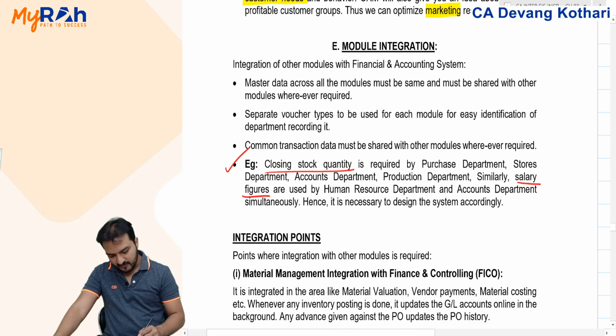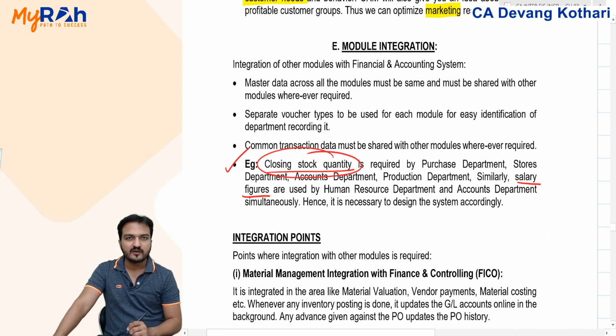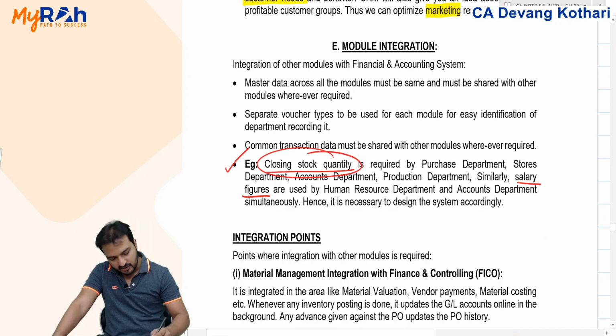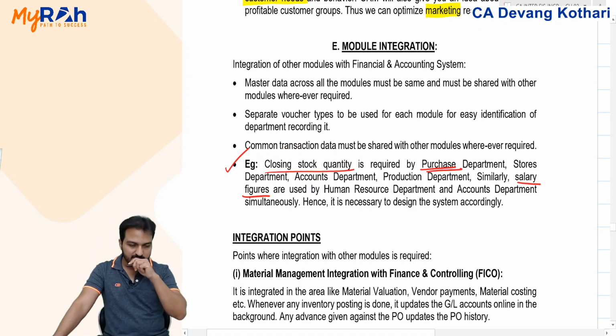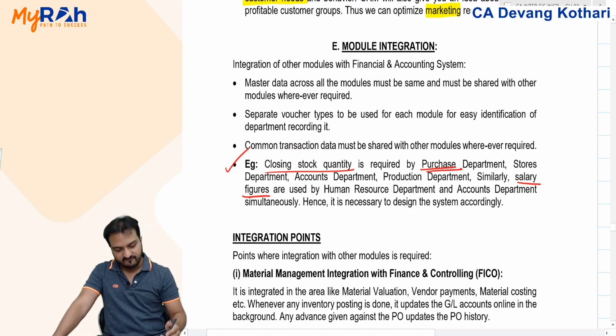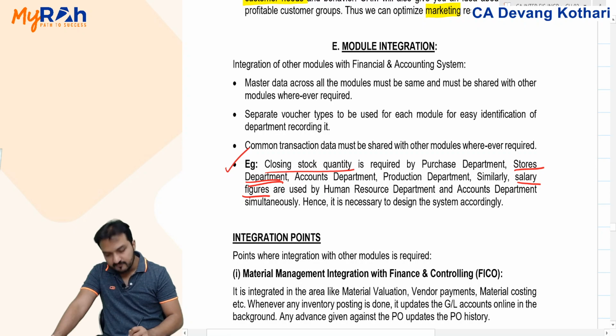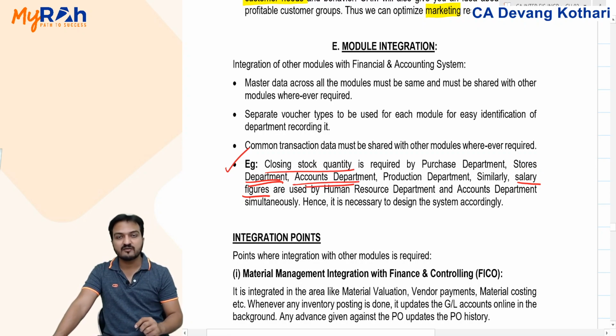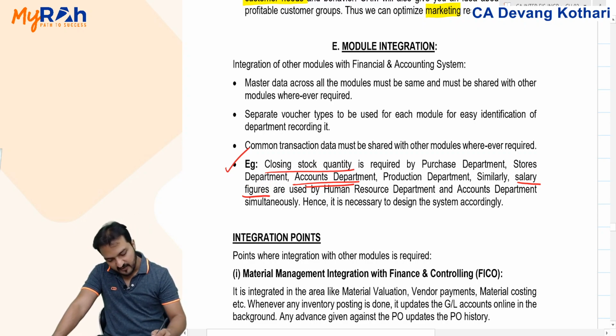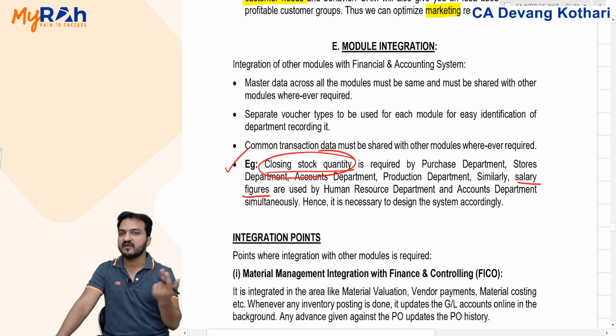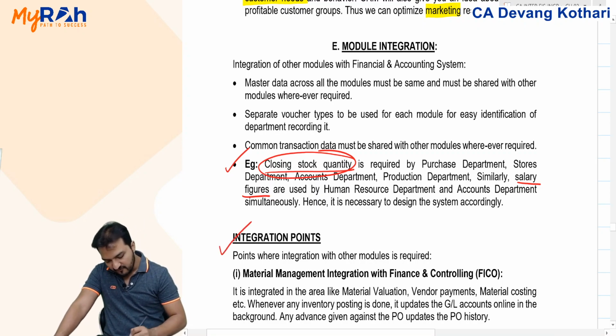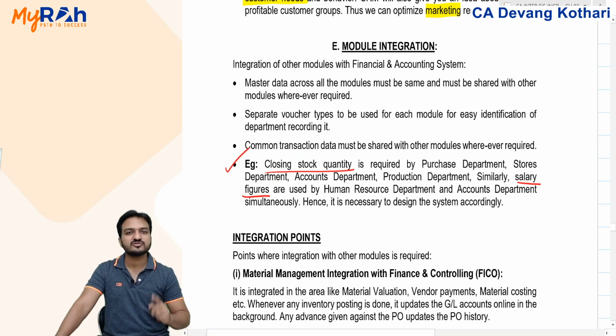For example, the closing stock quantity will be required by many modules. It will be required by the purchase module to see how much material is available. It will be required by the stores module because it is maintained in the store module. It is required by the accounting module because accounting will do stock valuation using that. It will be required by the production department to see how much material is available for production. So in short, this one particular data is shared among many modules. That is where there will be many such points of integration.